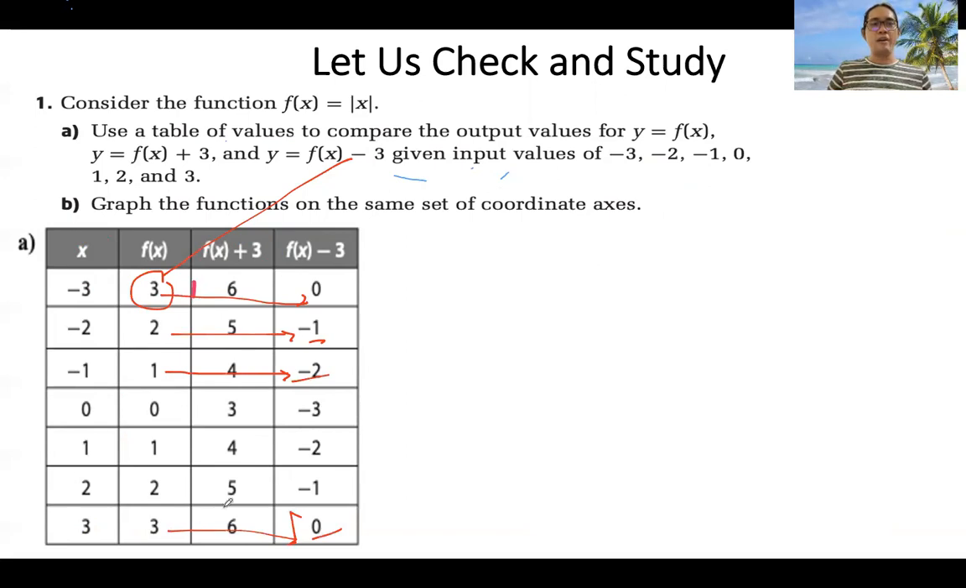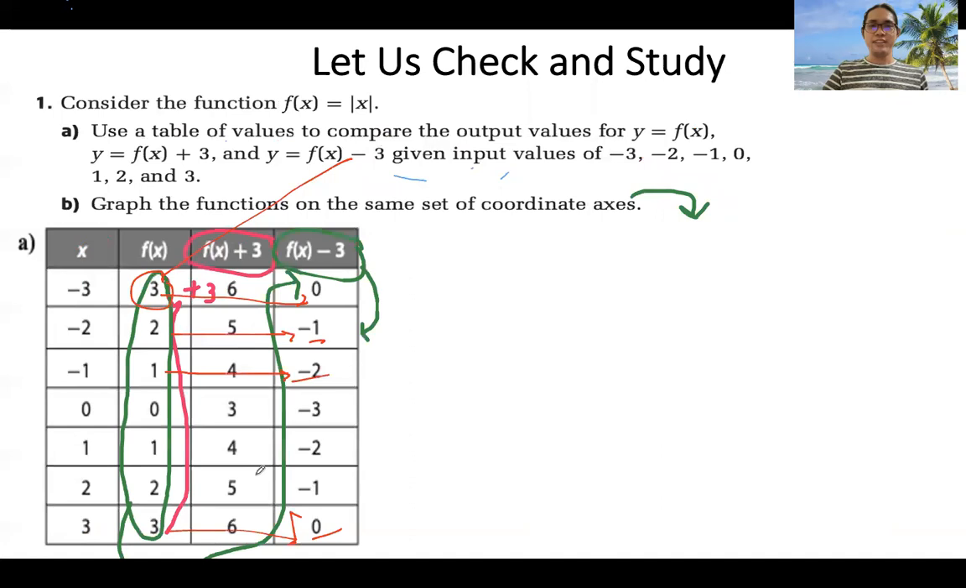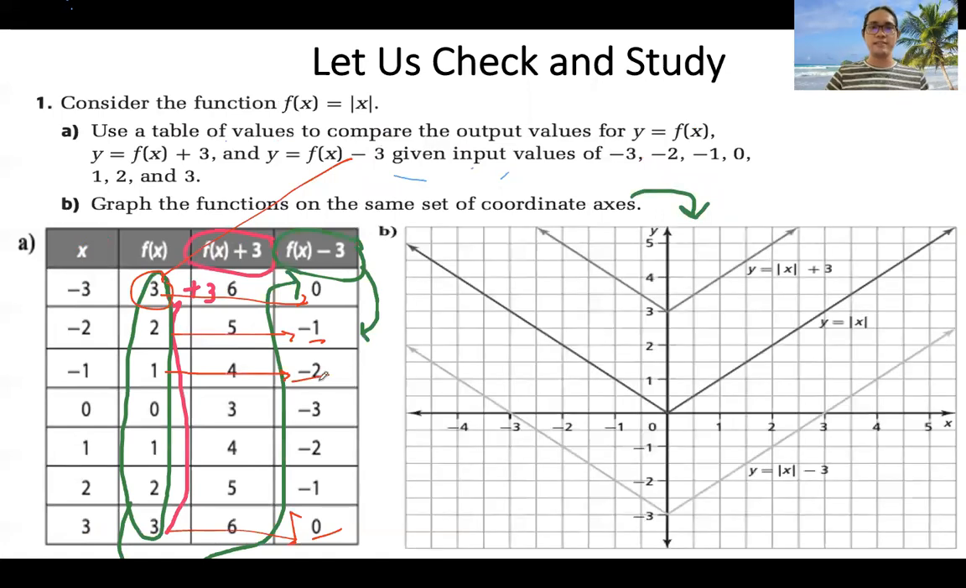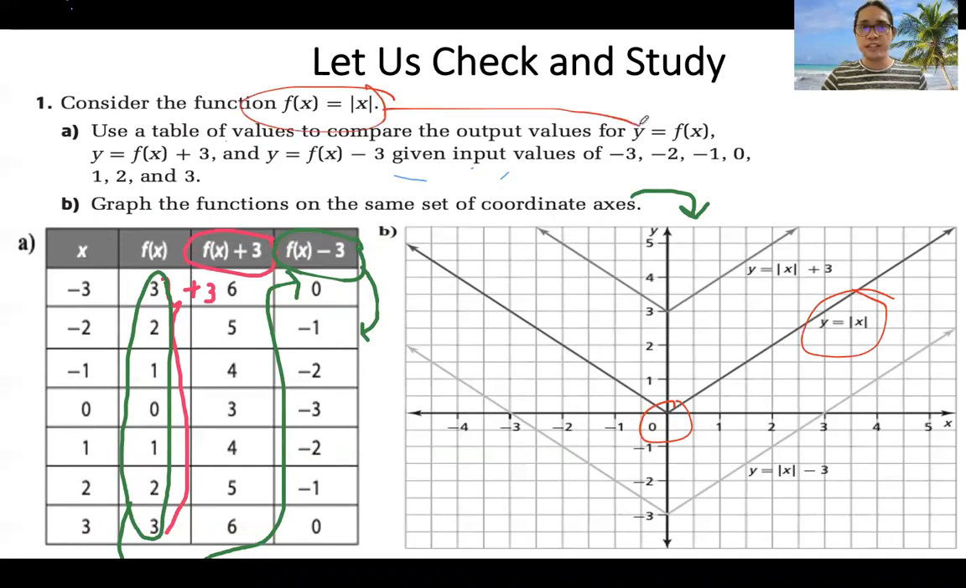Okay, after we fill in the table of values, it's very easy for us to graph the function. So the graph is this. I have a messy PowerPoint presentation, so sorry. Maybe I can improve next time around. As you can see, the graph of the base function, of course, this one. You're familiar with the base function, which is given in letter A, number 1. And for the second, y equals f of x plus 3, this is its graph.